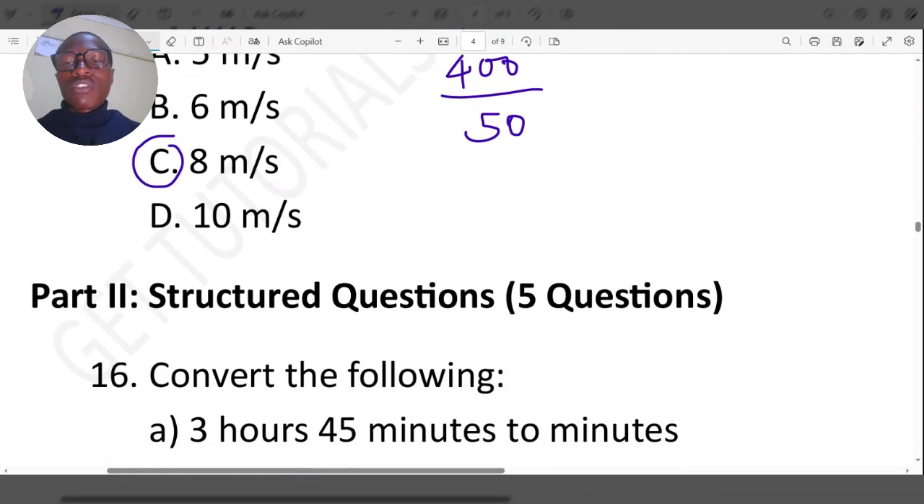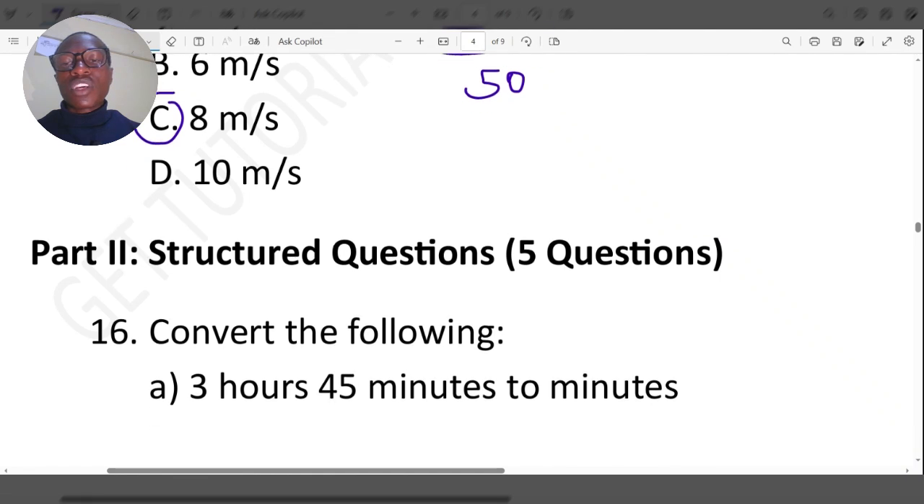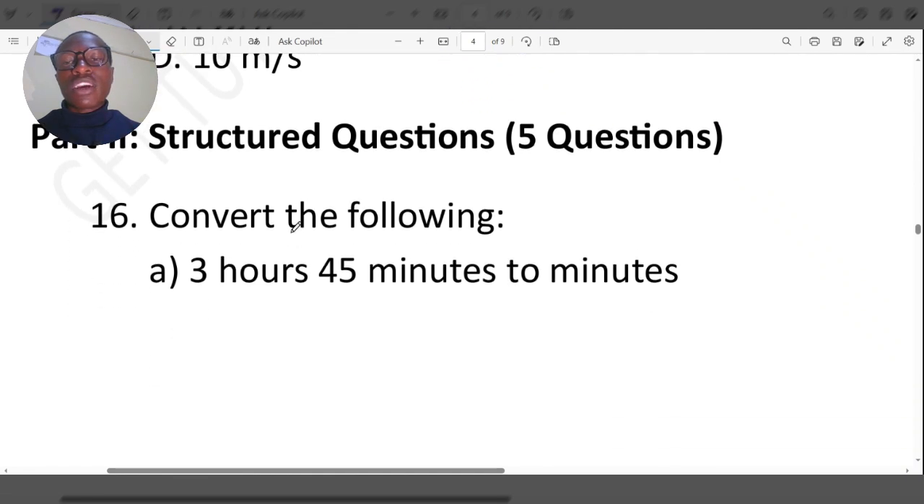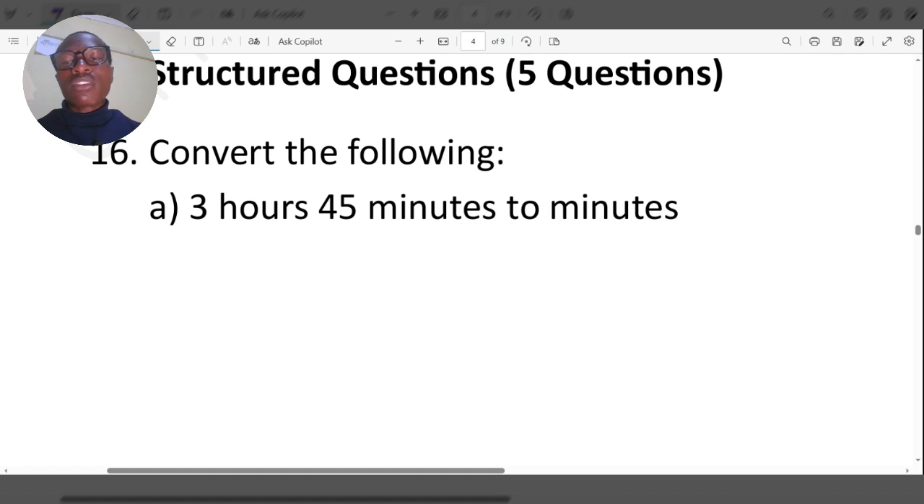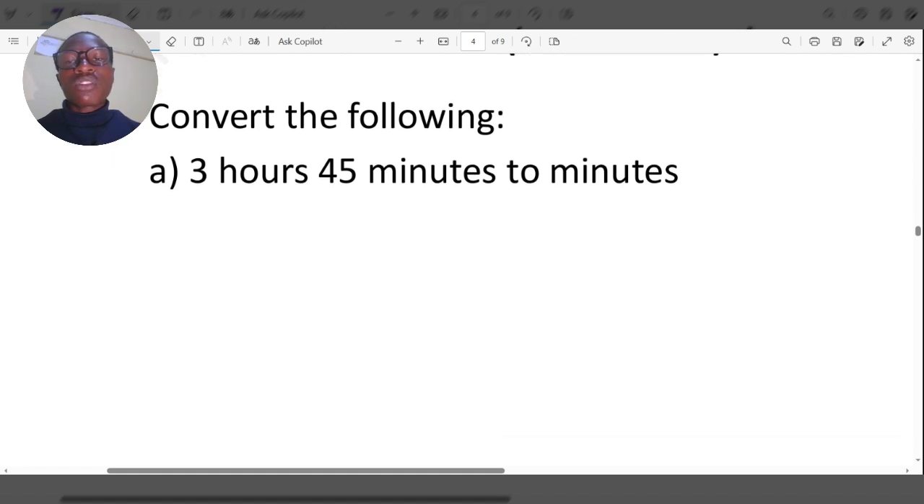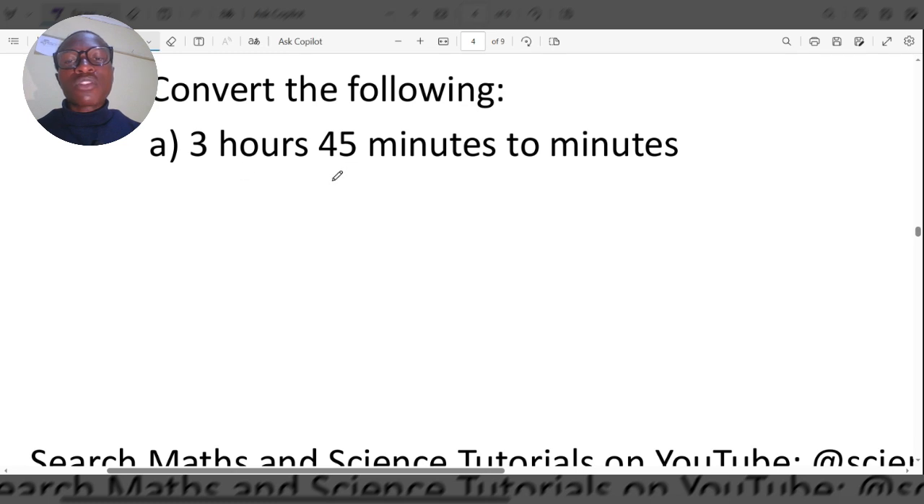Wow, very nice. We have already covered the first part, which is multiple choice questions, and now we have structured questions, just 5 questions, which now require us to show our working. The first one is convert 3 hours and 45 minutes to minutes. So we need to underline, we are converting hours and minutes into minutes. So we don't need to convert anything from minutes to minutes. Our work will just be to convert 3 hours to minutes, and then we add the 45 minutes.